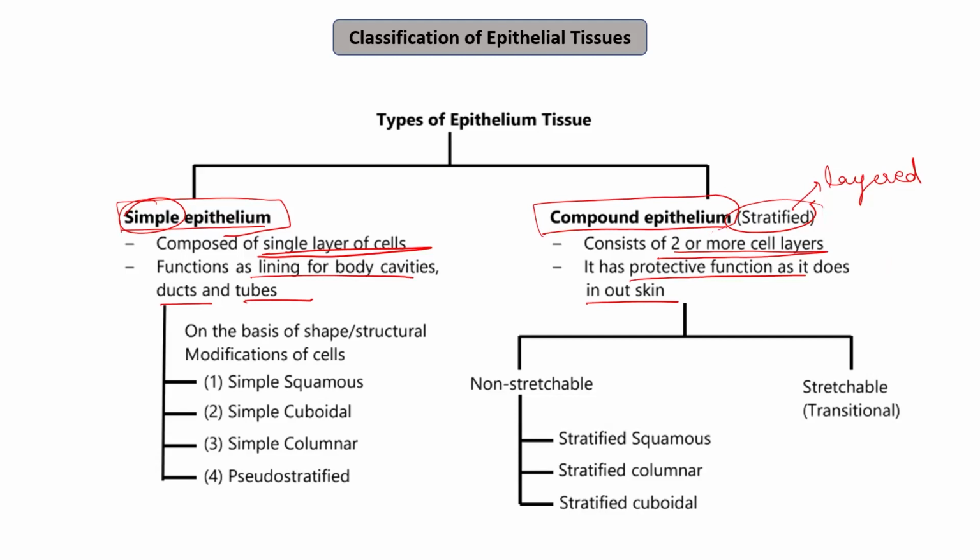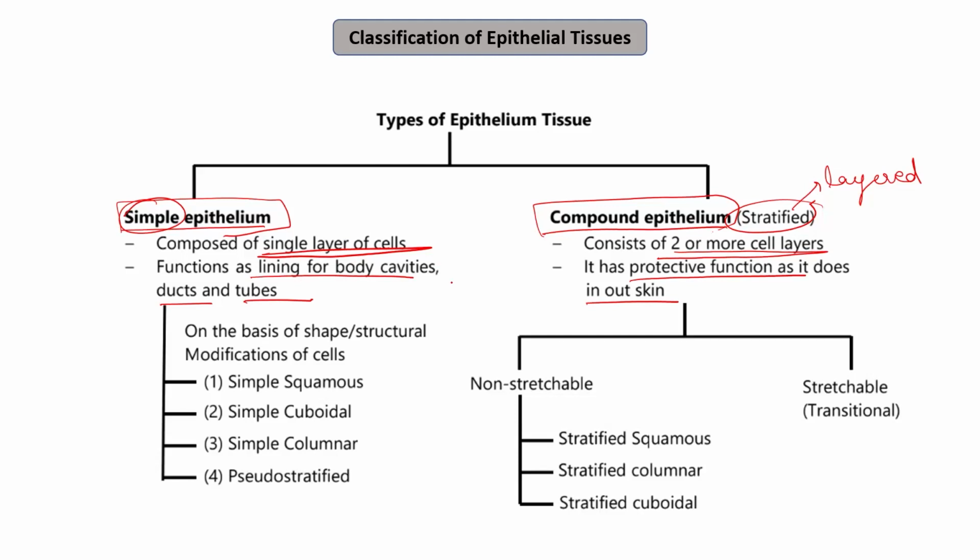While if, for example, simple epithelium were present on our skin, then if it got damaged by any chance, it would directly affect the internal tissues. So therefore, the function of the compound epithelium, which is composed of multiple layers, is usually protection. While what is the function of simple epithelium? Simple epithelium consists of a single layer of cells and therefore it helps in providing the lining. It acts as a lining for the body cavities, ducts, and tubes.